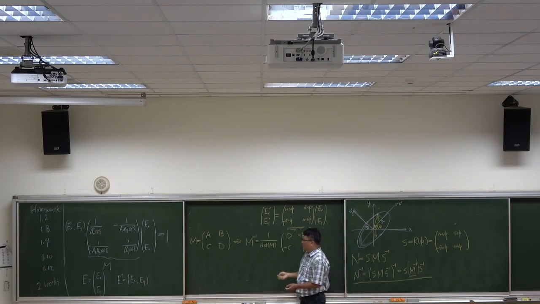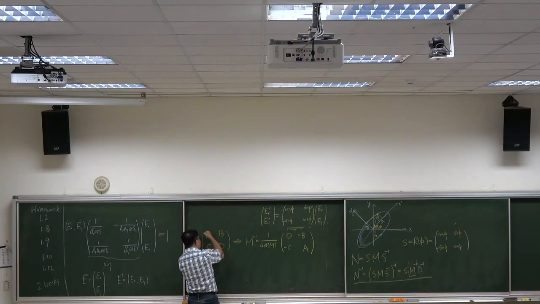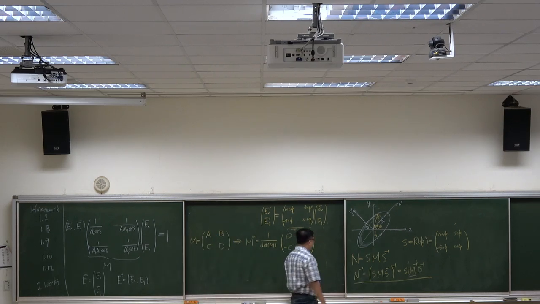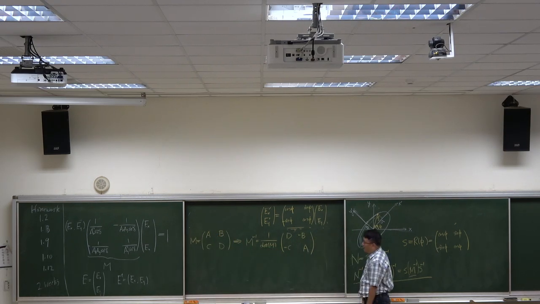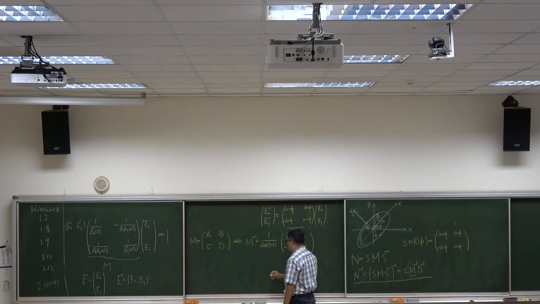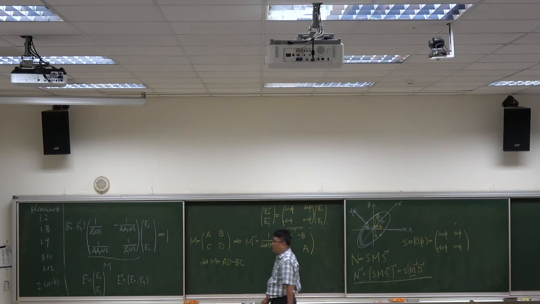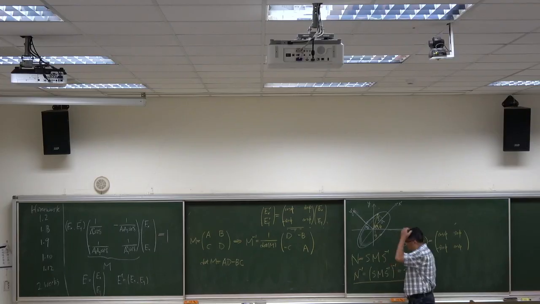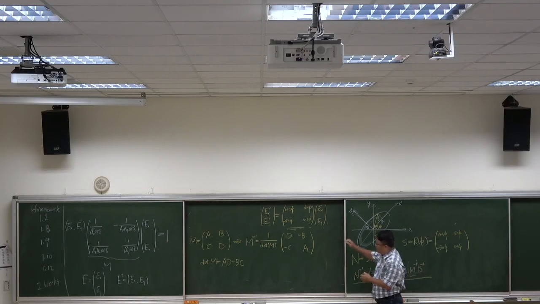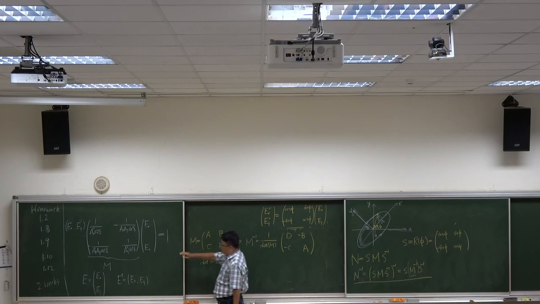Okay. You exchange A and B, the diagonal part, and give a minus sign to the off-diagonal part, and divide by the determinant of this matrix, then you get the inverse of this matrix. Here, the determinant of M is AB minus BC. So now we apply this formula to calculate the inverse of M.